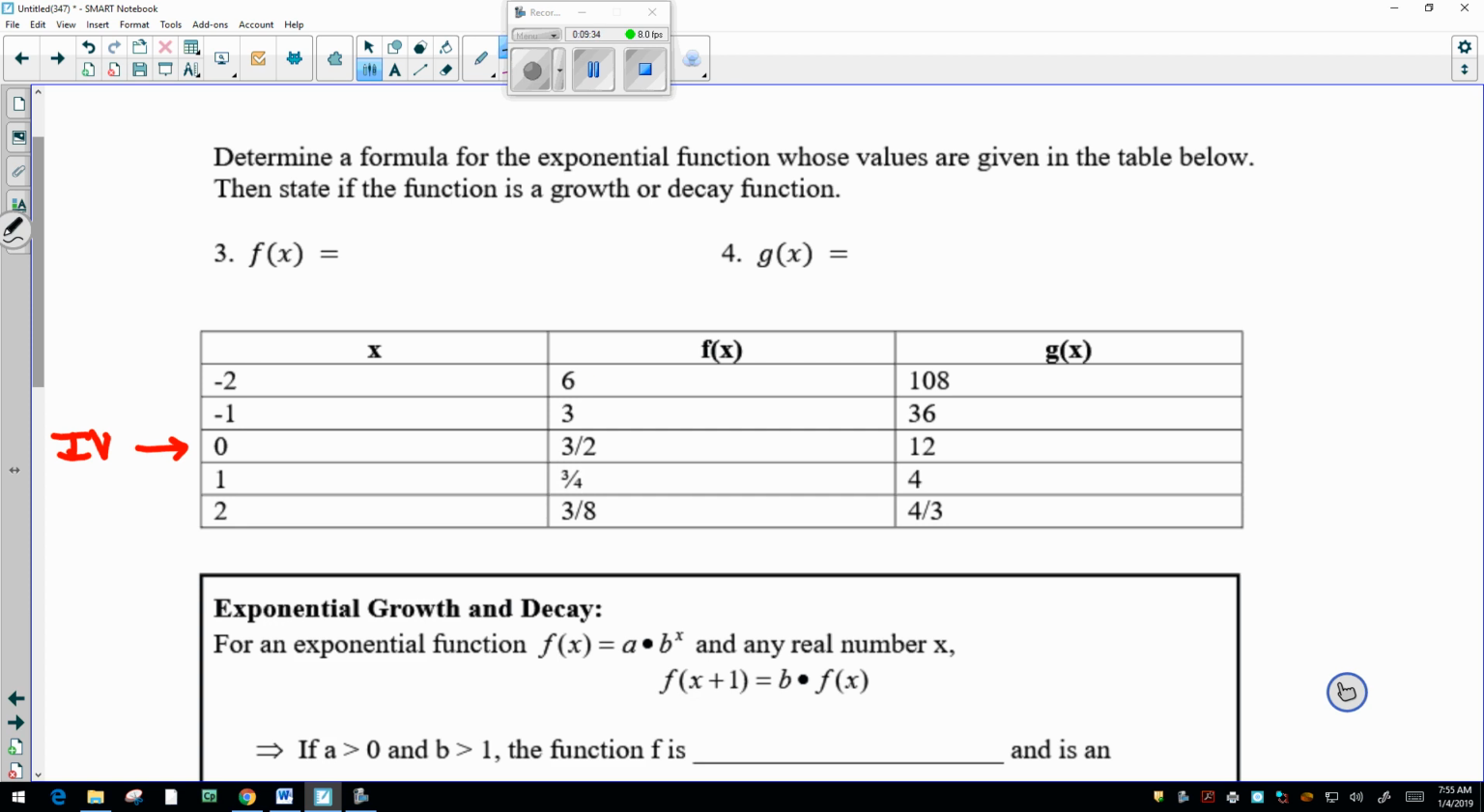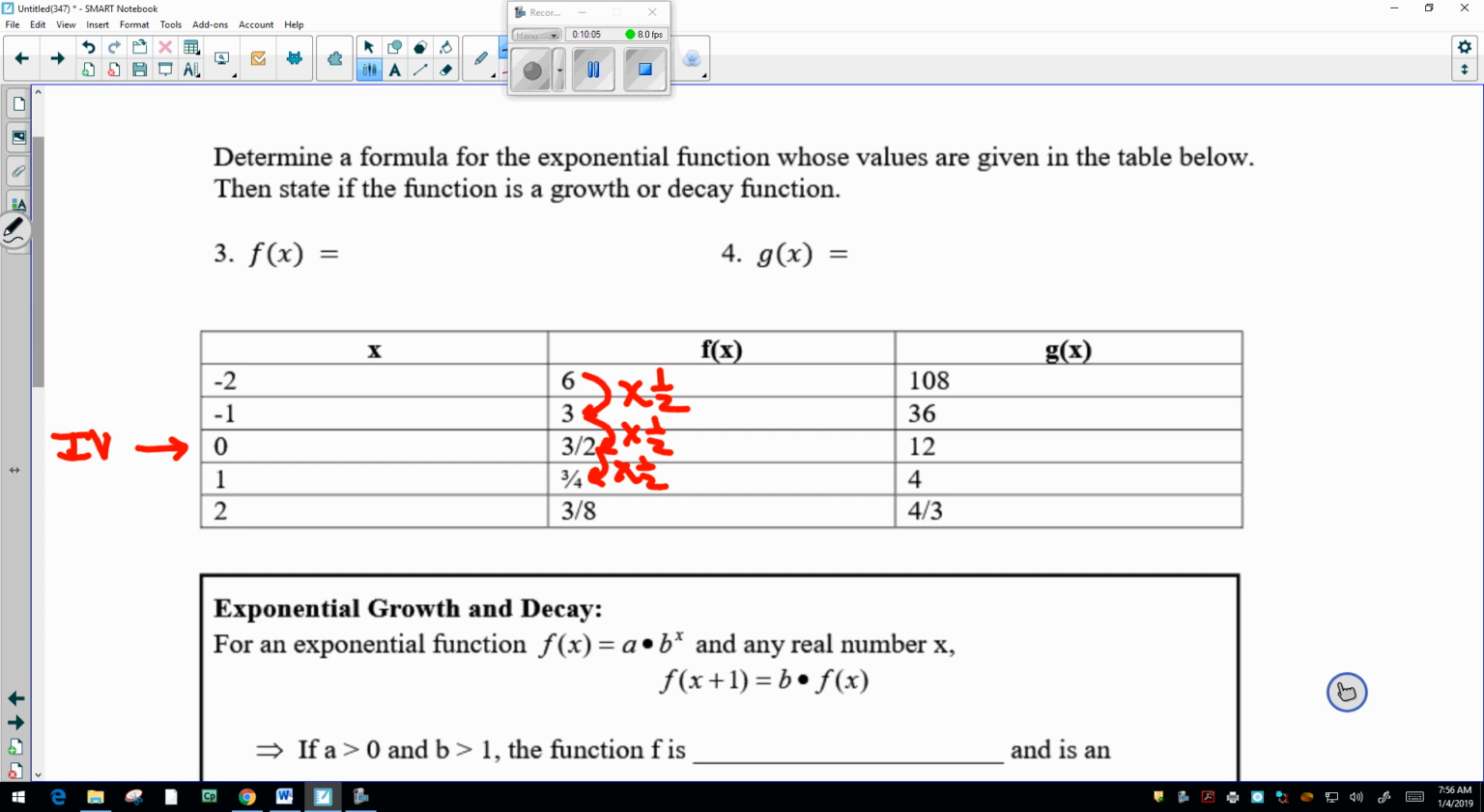When x is -2, we have a 6. When x is -1, I have a 3. So I want to think, well, what happened here? Well, if I multiplied 6 by 1/2, I would get 3. So then that same question, well, could I do that again? 3 times 1/2 gets me 3/2. And if I try that again, 3/2 times 1/2 gets me 3/4, and the same thing to 3/8.